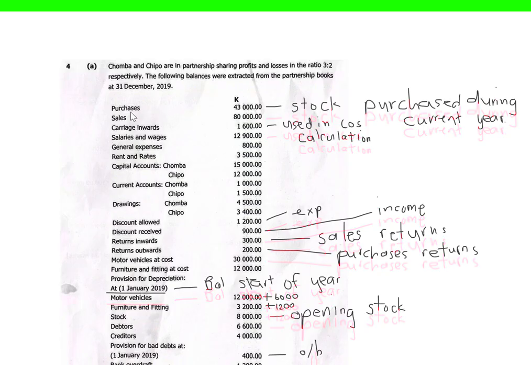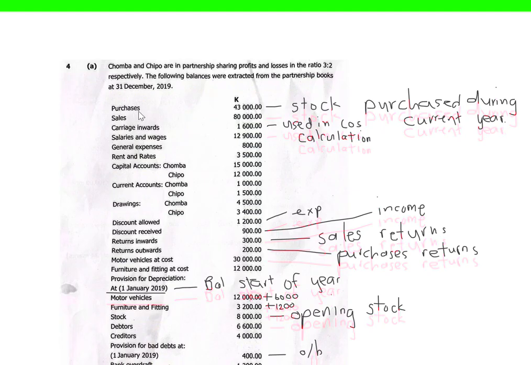Now this partnership is using a periodic inventory system, because they're using an account, purchases, to record the stock that they've bought during the financial year, which means they calculate their cost of sales at the end of the year when you use a periodic inventory system. I think I asked you to watch a video on perpetual and periodic, so you should know the differences.